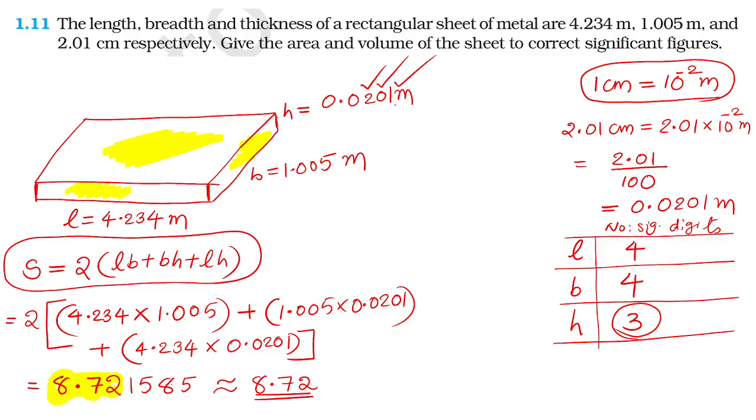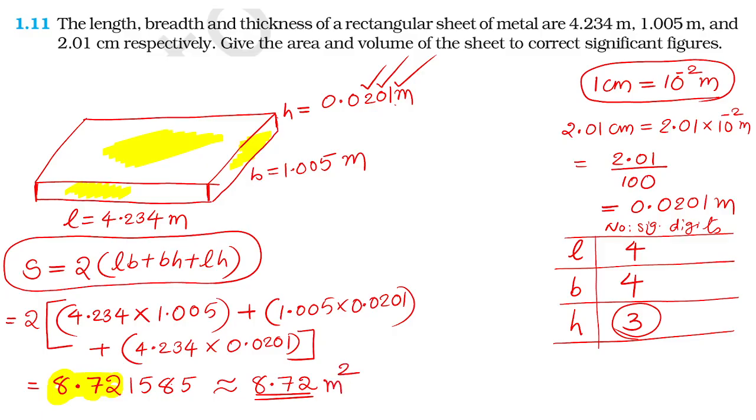L, B, H are the given data. Among these, 3 is the minimum number of significant figures. So the final answer must have 3 significant figures, and we do the approximation accordingly. So 1585 is discarded. Only 8.72 is considered because I want only 3 significant figures. Understood, Aryan? The final answer is a surface area of 8.72 meters square.